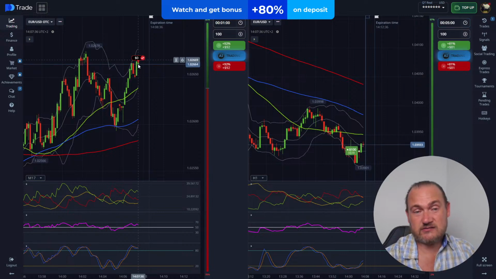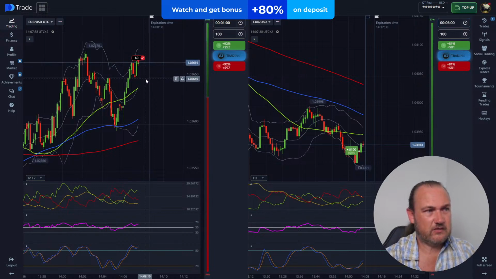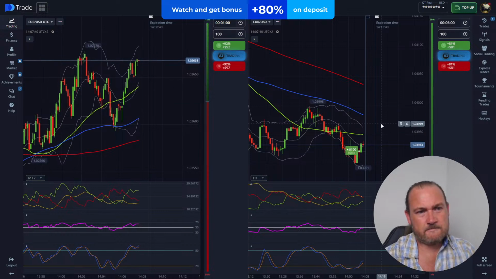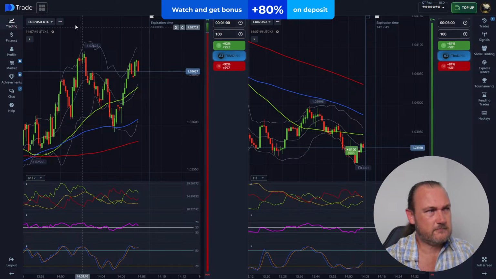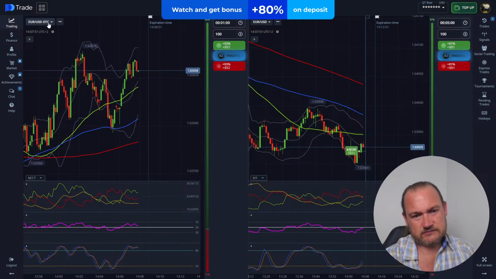Okay, so this trade lost. We lost the trade on OTC here. This one's looking good as well, the 3-minute buy trade we took on the real Euro USD. You see, we've got 20 seconds left there.